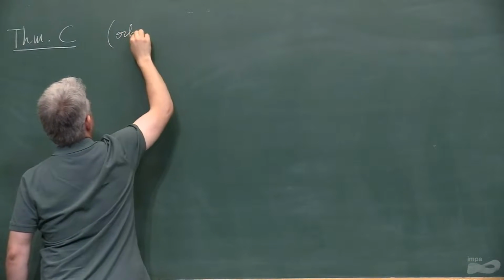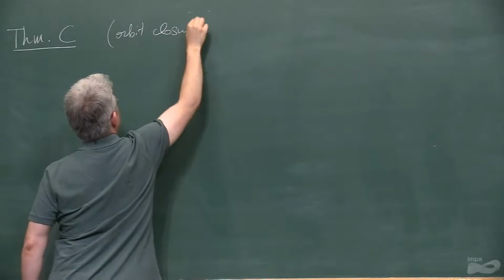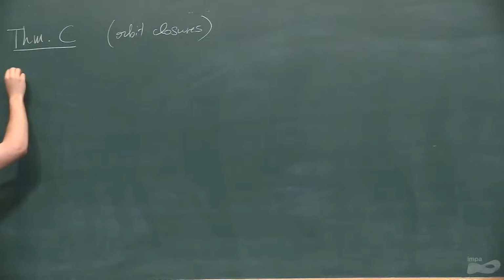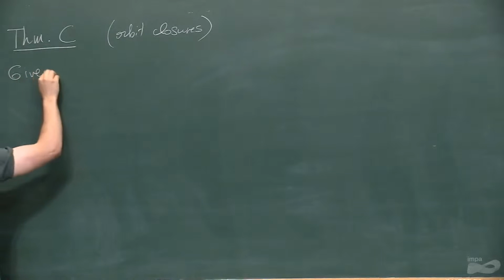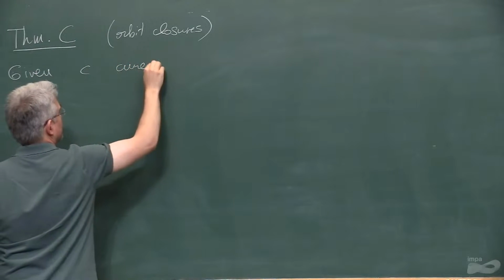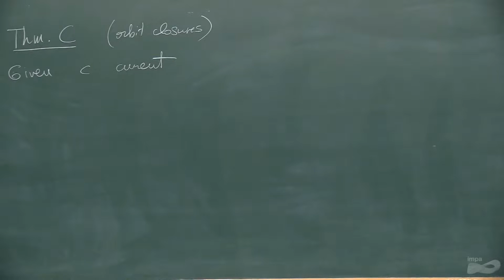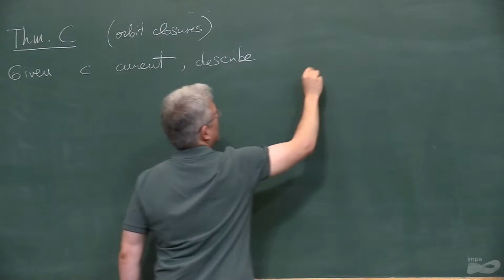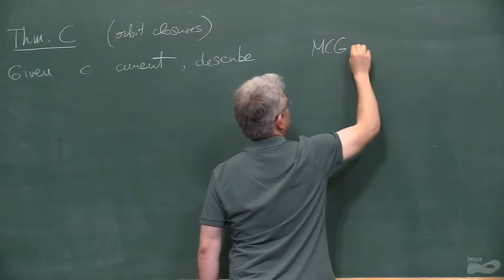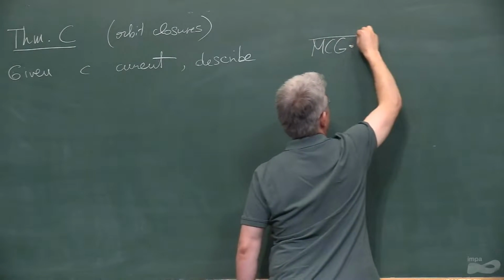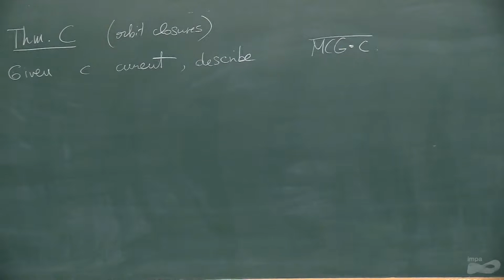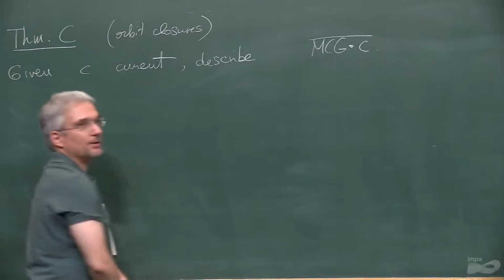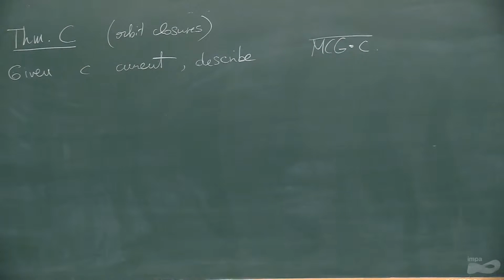This is orbit closures. Given a current, I will define everything later. So a geodesic current describes... you act with the mapping class group of the surface on the current, and you take the closure. So you have a group acting on the space of currents, you take the orbit, this is in general not closed, and you describe the closure.